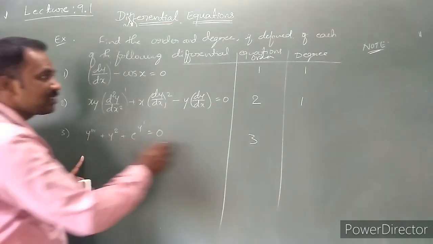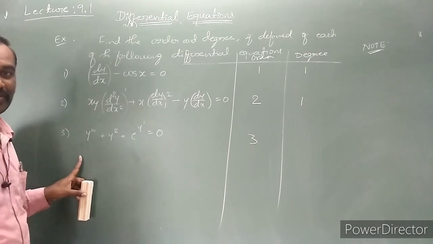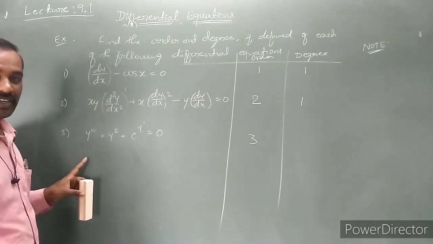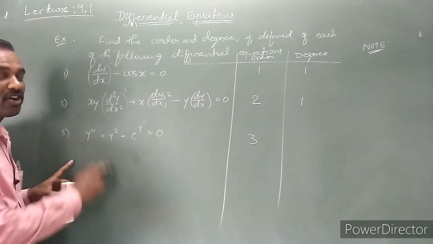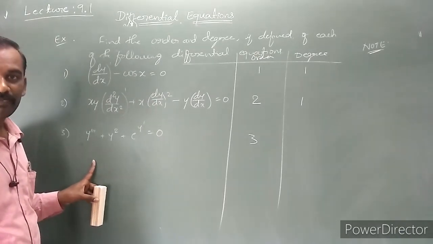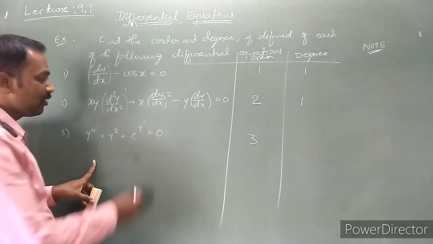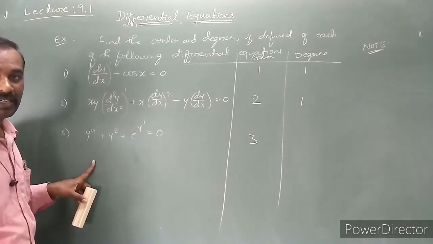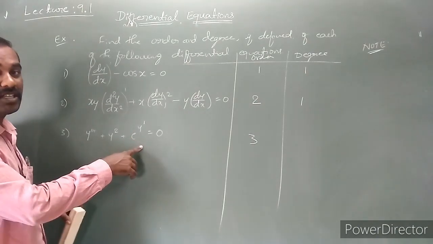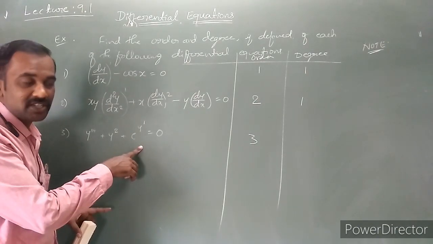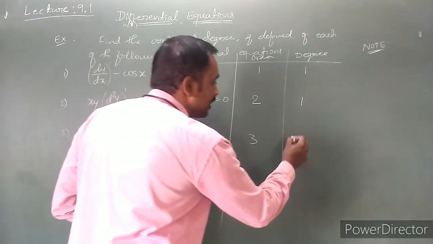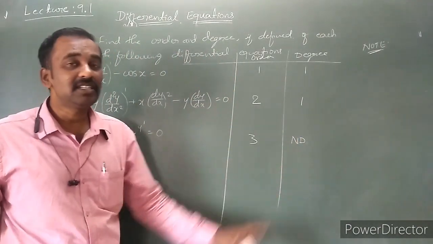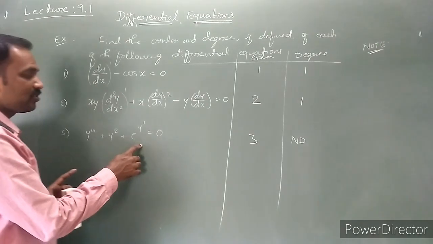Degree is the highest power of the highest order derivative. Can I write it as degree is 1? No. Why? The degree is not 1 because it is not a polynomial in y dash. Because of the exponential, e power derivative, it is not a polynomial in y dash. So therefore degree is not defined.